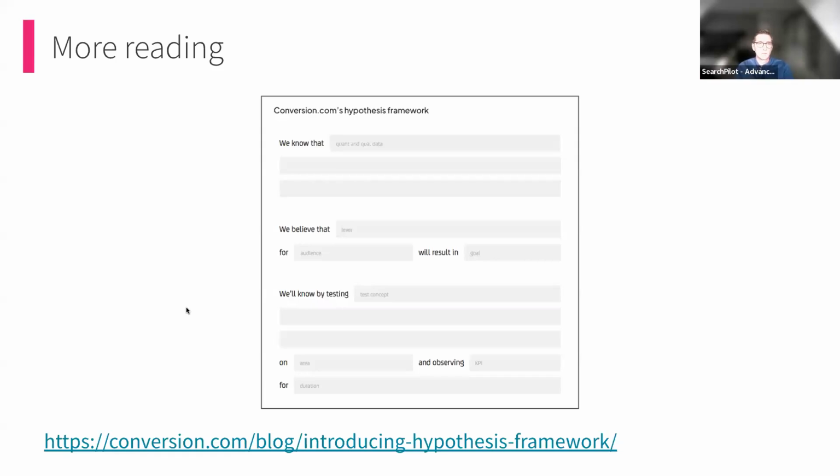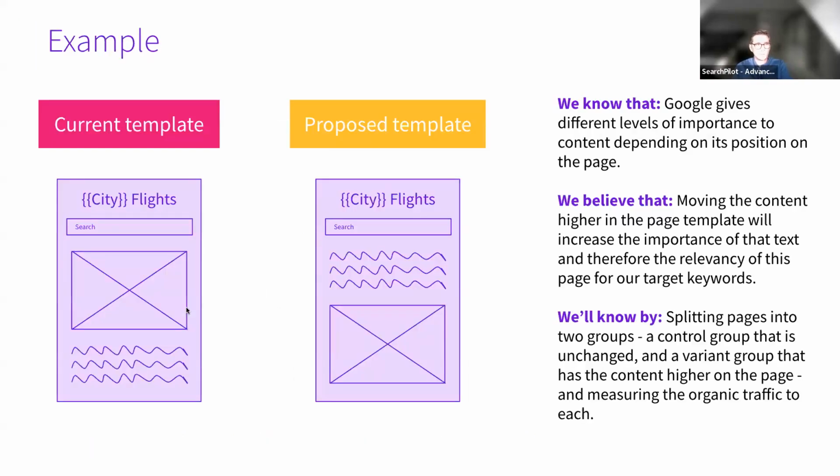To make that a concrete example, if we look at this example from earlier, where we're going to move the content from the bottom of the page to the top, that might look something like this, where we say, we know that Google gives different levels of importance to content depending on its position on the page.